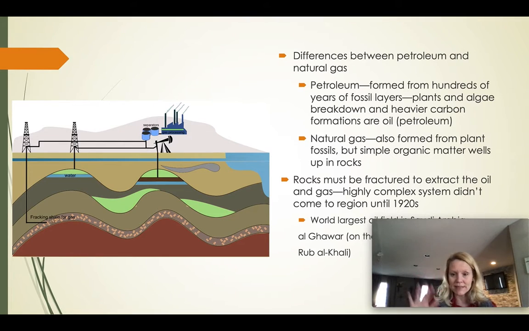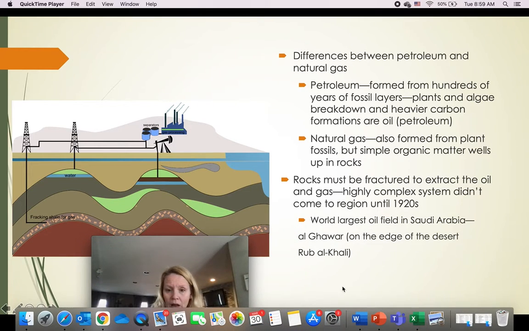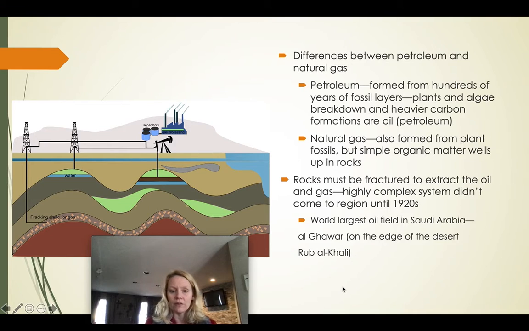Now, this whole system of fracking, we didn't really have the technology until about the 1920s in Southwest Asia. We just started using these techniques in North Dakota in the last probably 50 years or so. The world's largest oil field is in Saudi Arabia, Al Ghawar. It's on the edge of the desert of Rub al Khali, and so it seems like an unlimited supply, but we know that it is not.